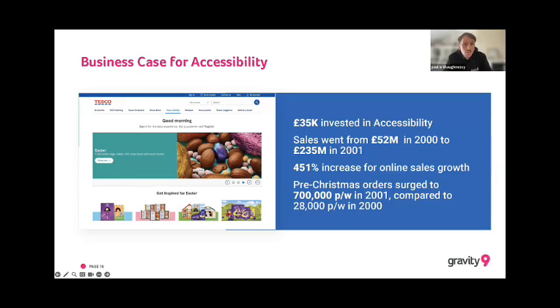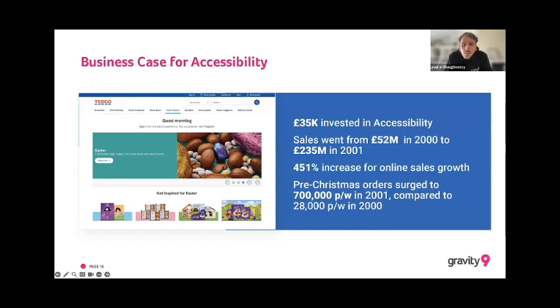And a crazy number: from 2000 to 2001, orders jumped from 28,000 per week to 700,000 per week. These numbers are pretty outstanding. And again, this is from a long time ago, so I guess it doesn't necessarily apply as much now, because accessibility is practiced more so now.